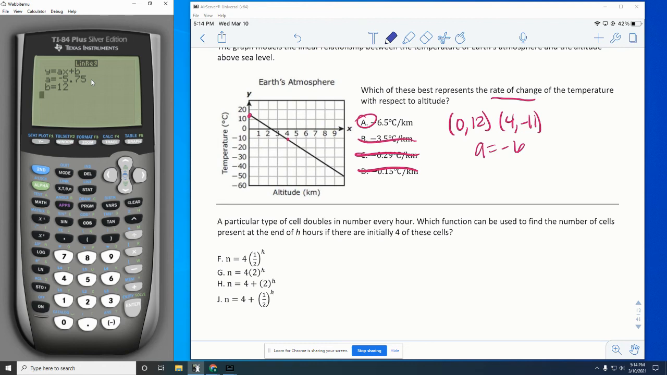The last one, a particular type of cell doubles, keyword, doubles, in number every hour. Which function could be used to find the number of cells present at the end of H hours if there are initially 4 of these cells? Our initial value is our number in front. The word doubles means times 2. If I look at my answer choices, H and J, we've never seen anything that looks like that. We haven't seen a plus sign in between those, so no way, Jose. And then remember, doubles means twice as big, which is going to be G, not F.